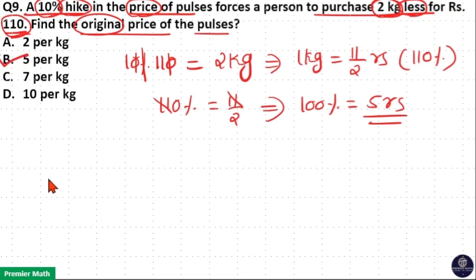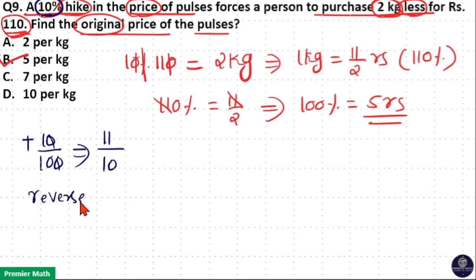You can do this question in the ratio method as well. Here the increment is 10%. Increment means plus. 10% means 10 by 100. Now plus 1 by 10 means if 10 parts is the original price, 1 part is the increment. Then 10 plus 1, 11 parts is the new price. Now this is the price ratio. Take the reverse of this price ratio, which is equal to 10 by 11. Now this is the quantity ratio.